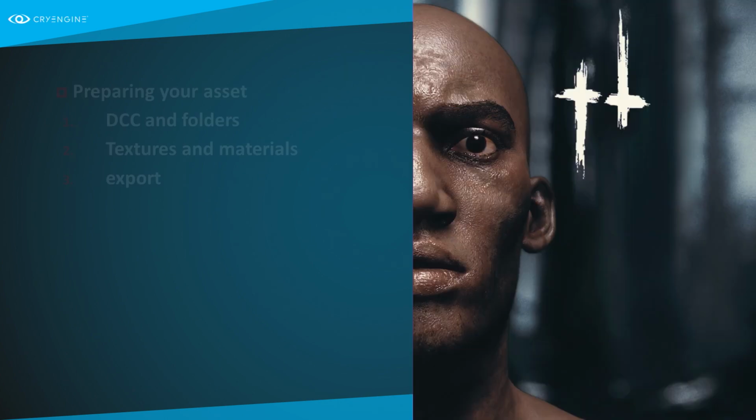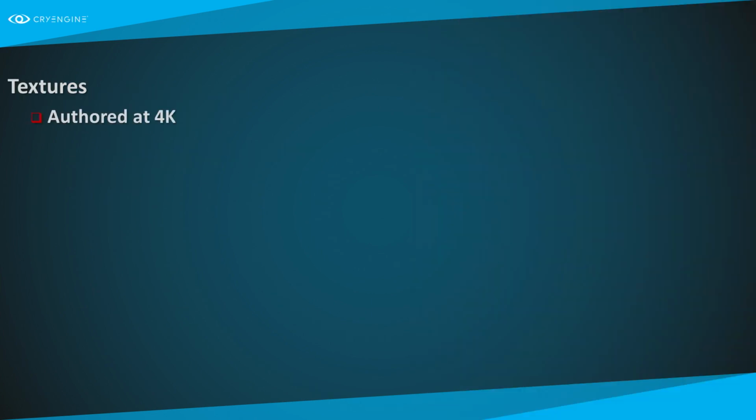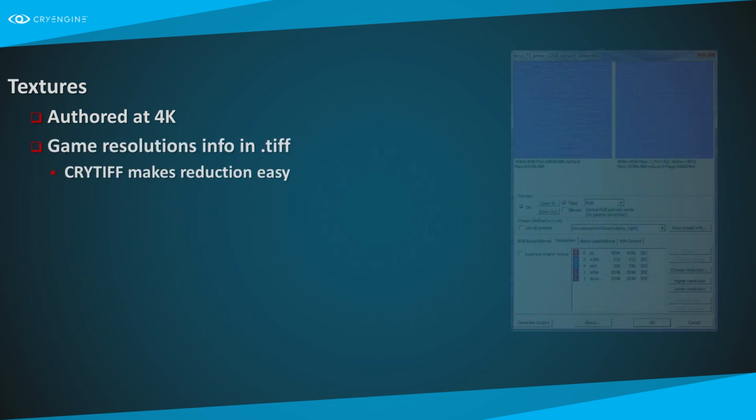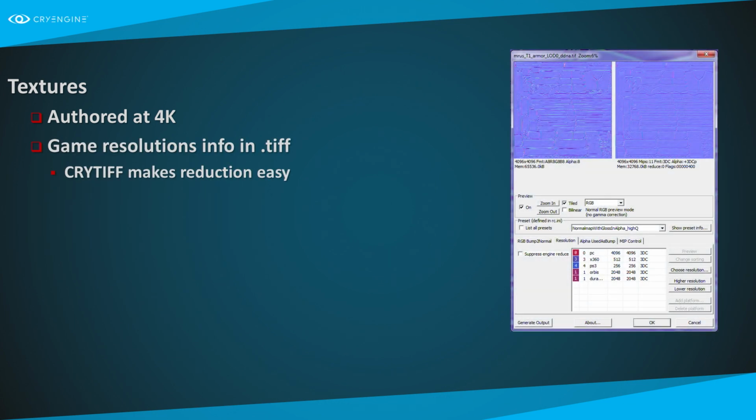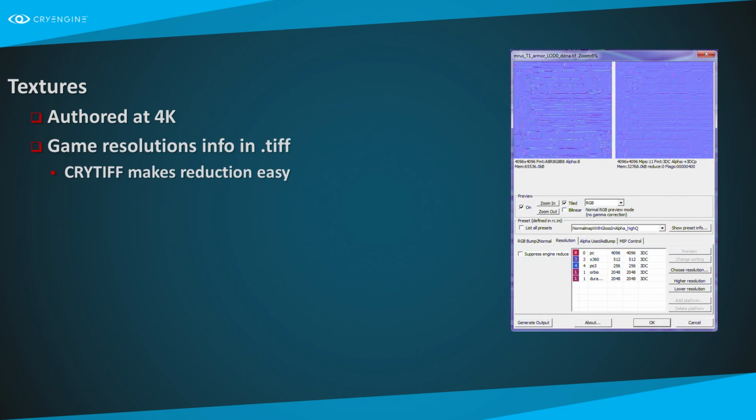Then we'll talk about preparing your assets: the DCC, your folder, textures and materials, and then the export. This part is the easy part. Our textures, usually, how do you save them? You create them as high-res as you need. If it's a simulation or a small game, you create them at high resolution; for most of our assets, we take them at 4K resolution. It's big, but then we save them into .tiff files.